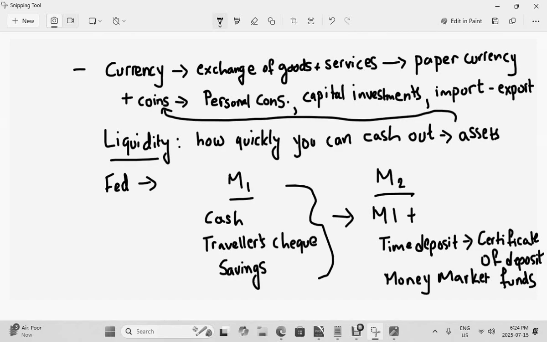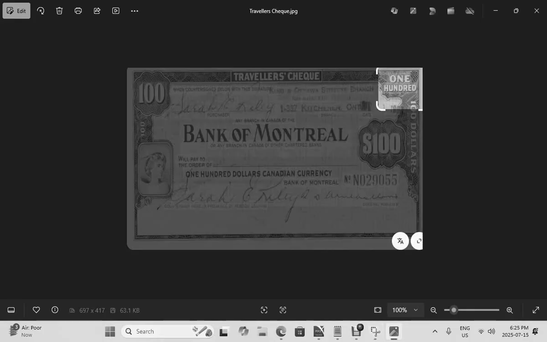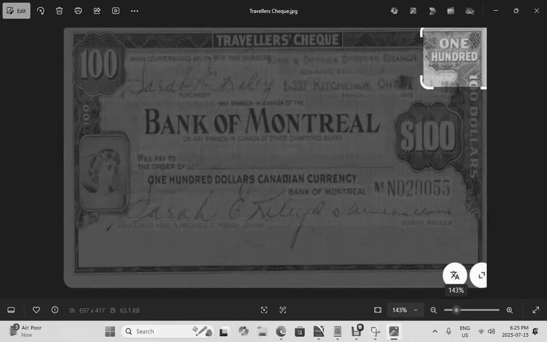When it comes to M1, we've already talked about cash. This has to do with paper bills and coins. Then traveler's checks. This is what a traveler's check looks like in Canada. This one is from Bank of Montreal. You have the dollar figure over here, the signature of the person who's cashing it out, and the buyer. So this is your traveler's check. Not very common now, however, this is something that is part of M1.